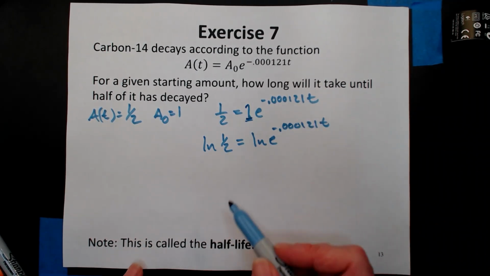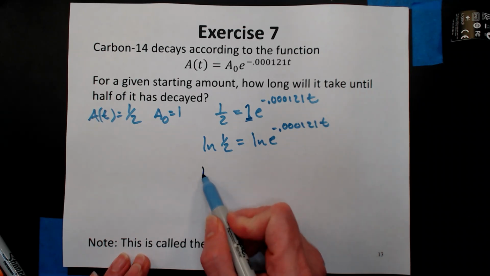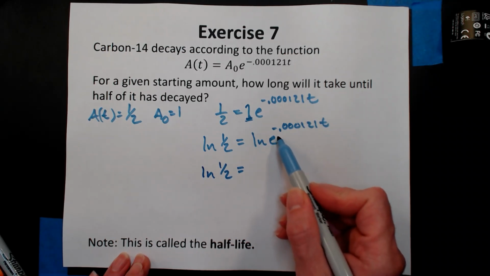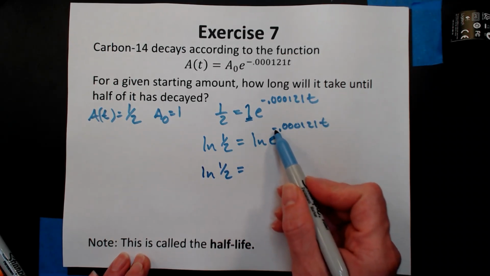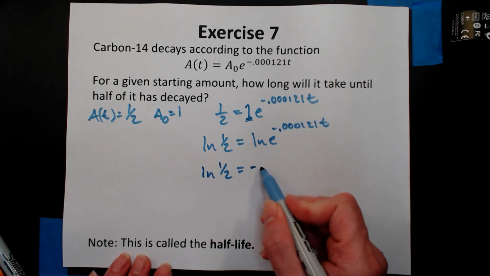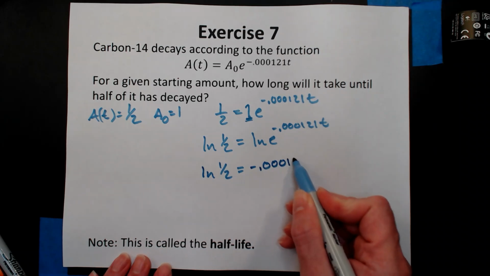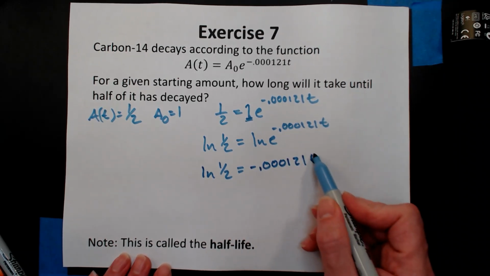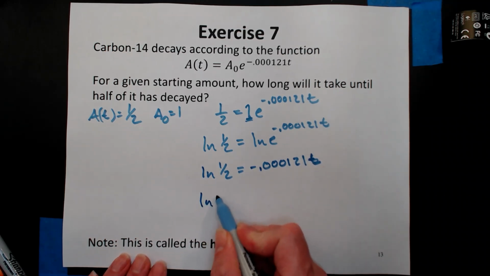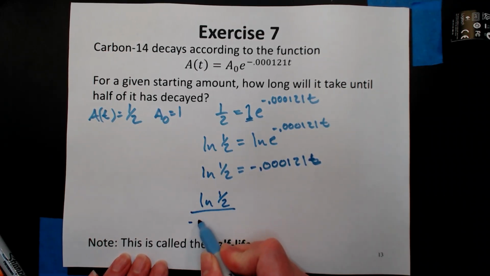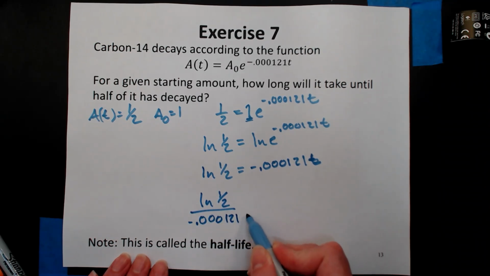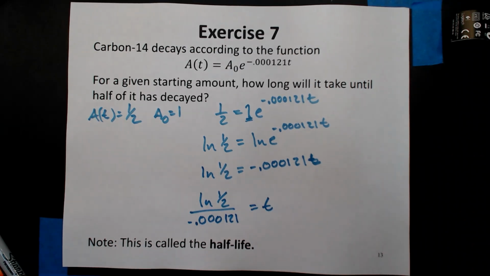And so I'm going to say the natural log of 1/2, and this just stays the natural log of 1/2, equals, and for the natural log of e, what did I raise e to, to get e to the negative 0.000121 t? I raised it to the negative 0.000121 t power, and then it's a t. And then I'm going to divide both sides by the coefficient in front of it, so I'm going to get natural log of 1/2 over negative 0.000121, and that equals t. And then you plug it into your calculator.